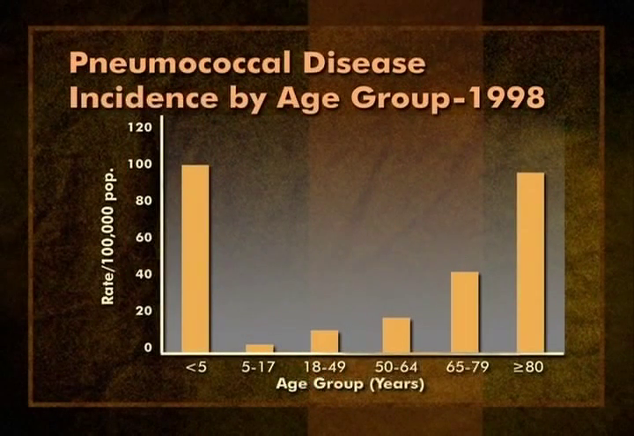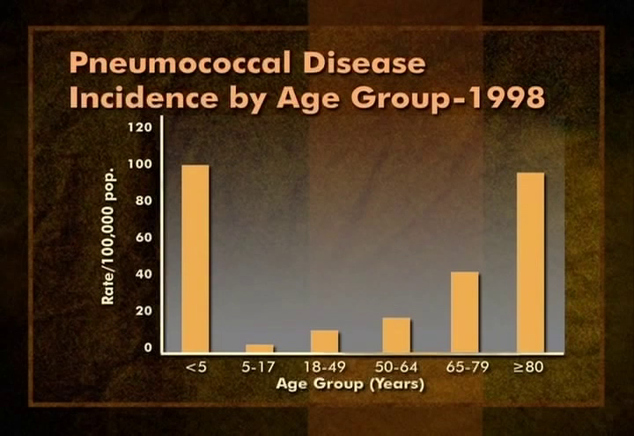This graph shows the incidence of invasive pneumococcal disease by age group in 1998, based on data from ABCs. The vertical axis shows incidence expressed as rates per 100,000 population. The horizontal axis shows age groups. The highest rates are among children younger than 5 years, particularly children 2 years and younger, shown in the bar at the far left, and among adults 80 years and older, shown in the bar at the far right of the graph. Incidence falls to its lowest point among children 5 to 17 years of age.